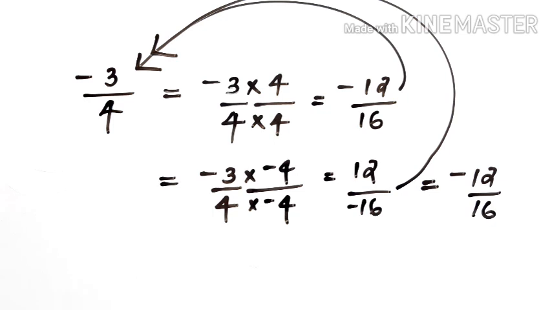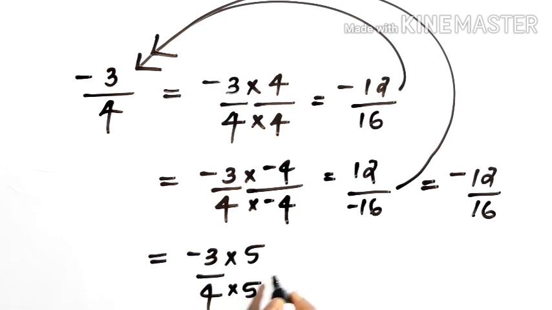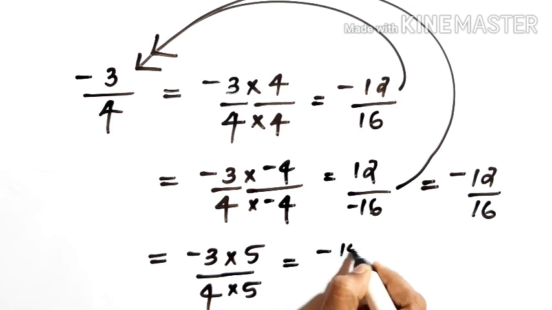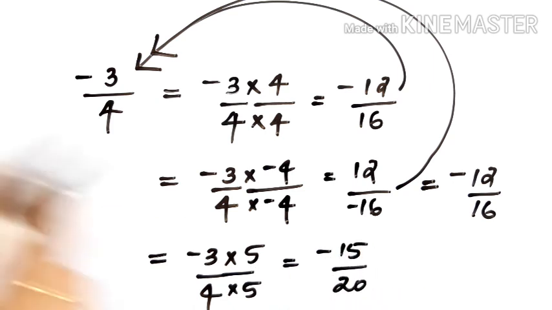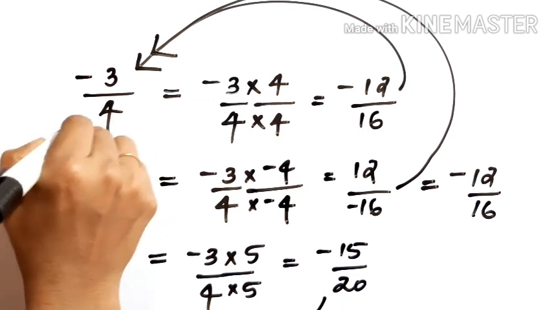Is it clear, children? Then one more we can have here. Minus 3 by 4 into 5. On the denominator also into 5. Equals minus 15 by 20, right? Minus 15 by 20 also equivalent to minus 3 by 4.